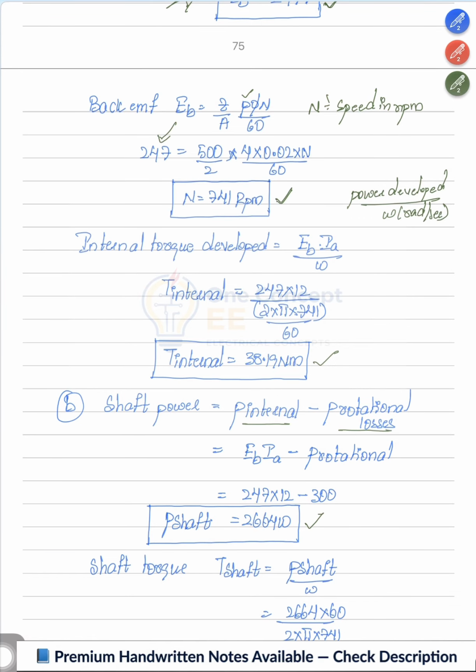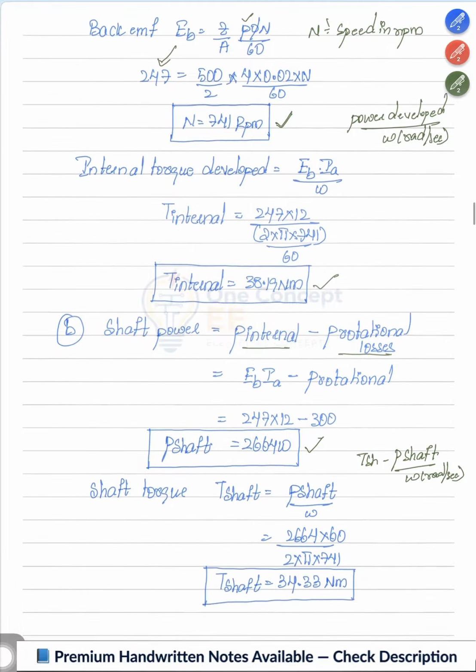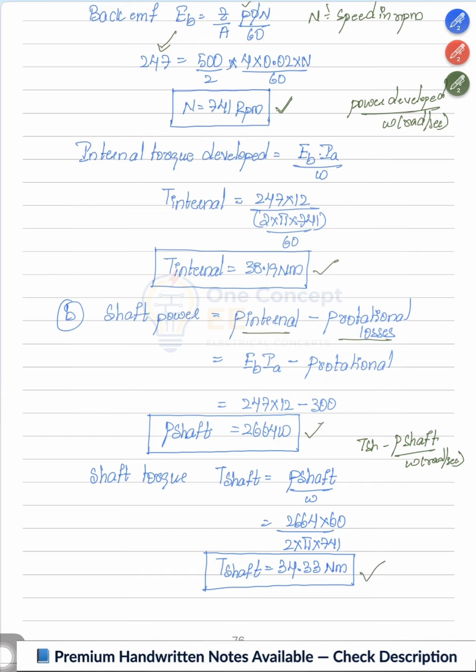But the shaft power is 2664 watts. Shaft torque is nothing but the power developed by the shaft divided by omega. Omega is in radian per second. By substituting the value, I got a shaft torque of 34.33 Newton meter.